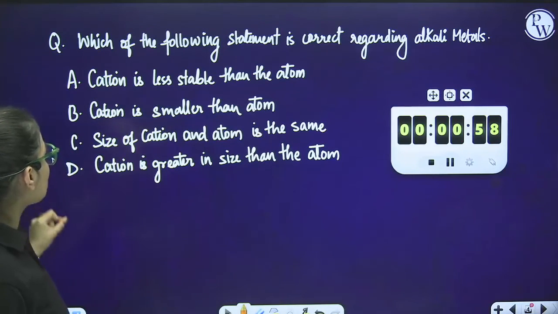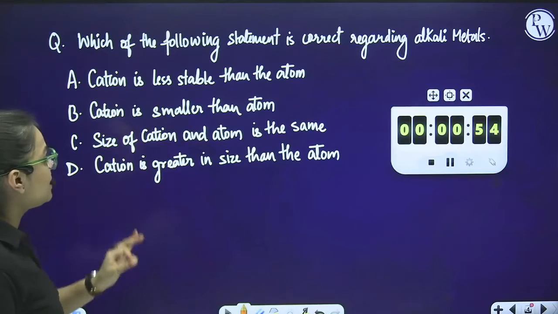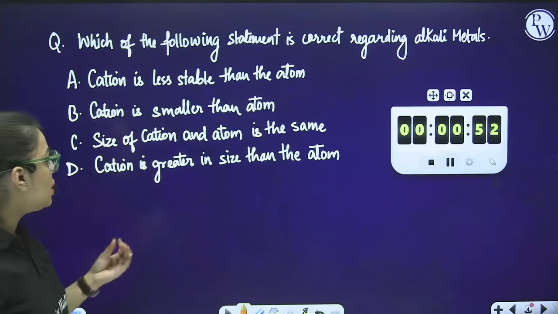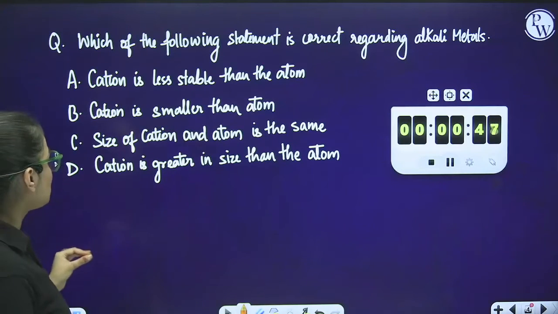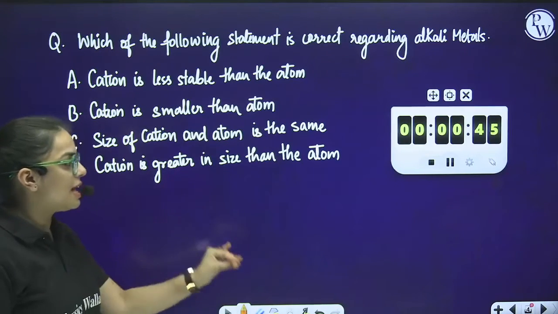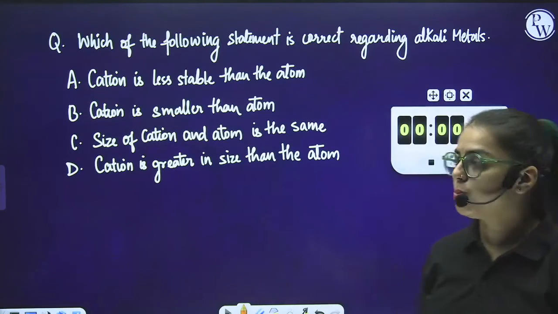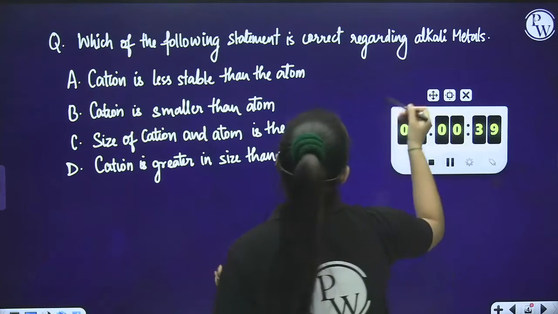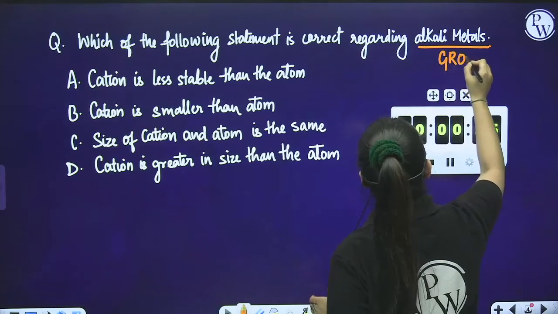So it's basically A option is cation is less stable than the atom. B option is cation is smaller than the atom. C option is size of cation and atom is the same. While D option is cation is greater in size than the atom. So basically these are the 4 options for this particular question, and they are asking about the alkali metals. That means about your group number 1 only.